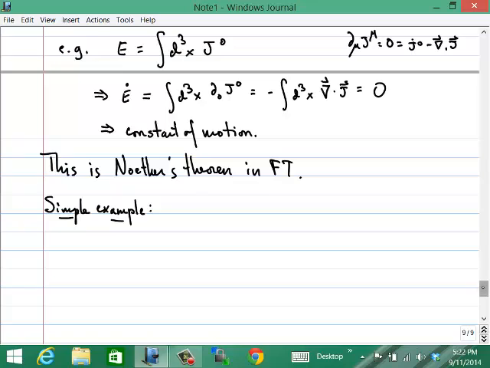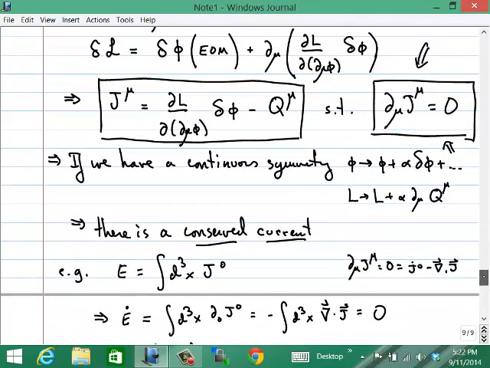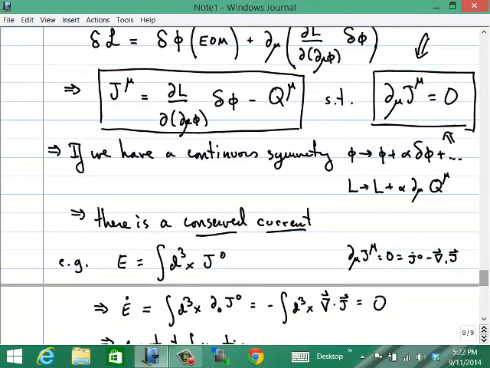Maybe before I do this example, I should just mention that this can be generalized to the case where you have multiple fields. In that case, let's say we have multiple fields labeled by an index i. All you need to do here is sum over i. Again, I'm using Einstein summation notation. If that's not obvious, then go through the derivation again and convince yourselves of it.